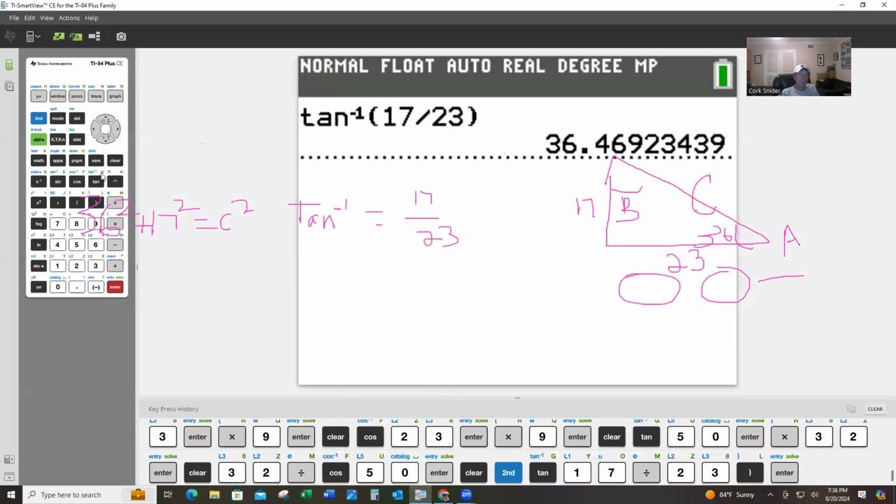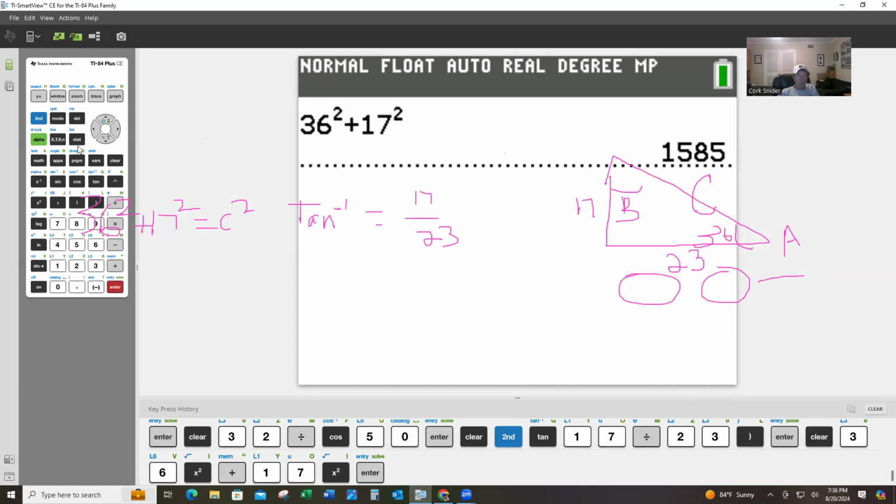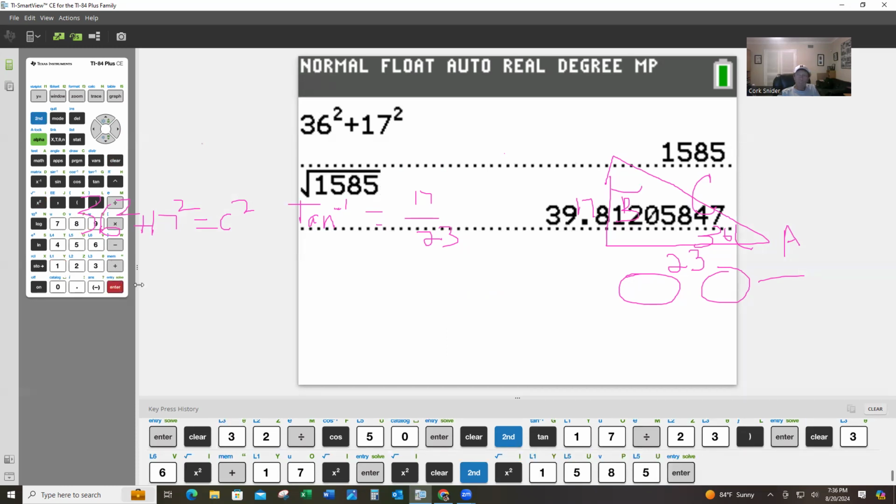I'm going to clear that. 36 squared plus 17 squared. Then I'm going to square root that. Second square root, where was that? Where's that? Second square root. Oops, that's not it. Second square root. Yeah, there we go. 1585. All right, there we go. About 39.8. 40 if you want it around.